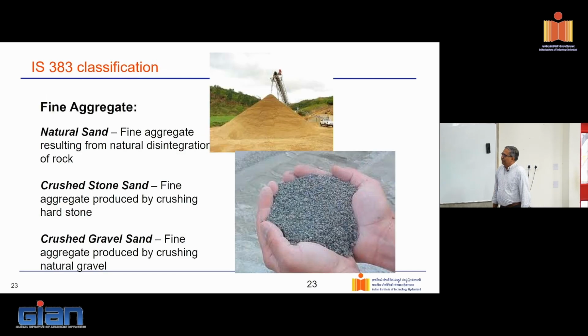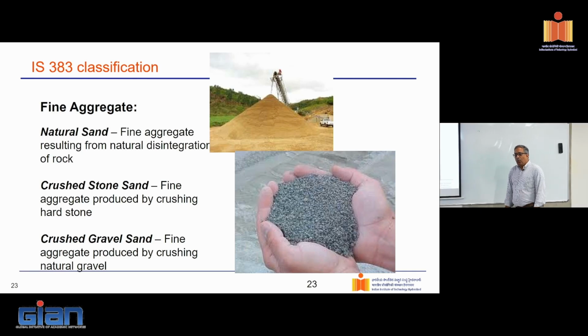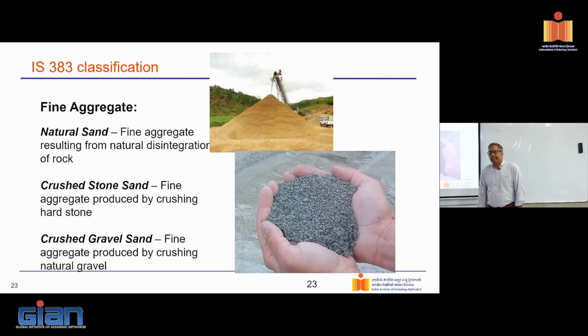The next size, fine aggregate. Now the question is, why do I need two classifications of aggregate? Why do I need fine and coarse? Remember, it's all about packing. If I only use one size of sphere, there's only so much volume I can pack. How can I pack the remaining volume? I need to bring in smaller aggregate that will go and sit in the gaps between the larger aggregate.